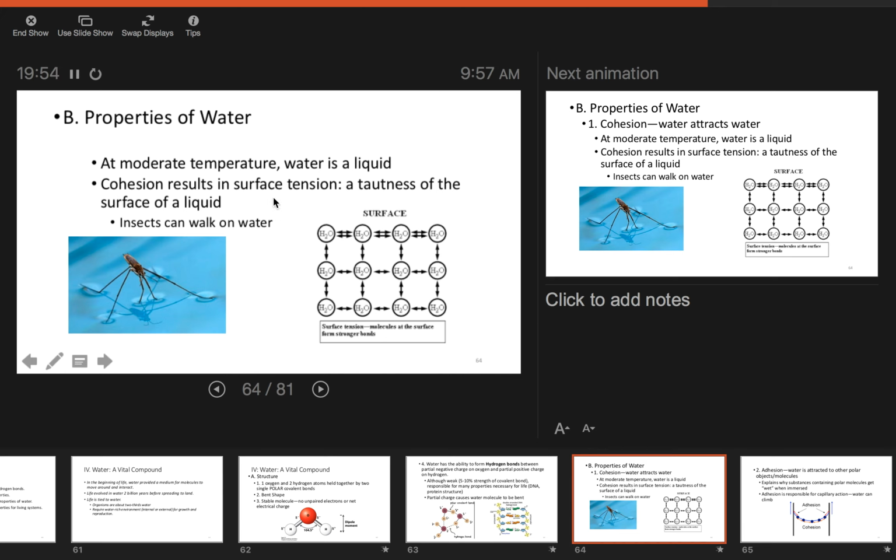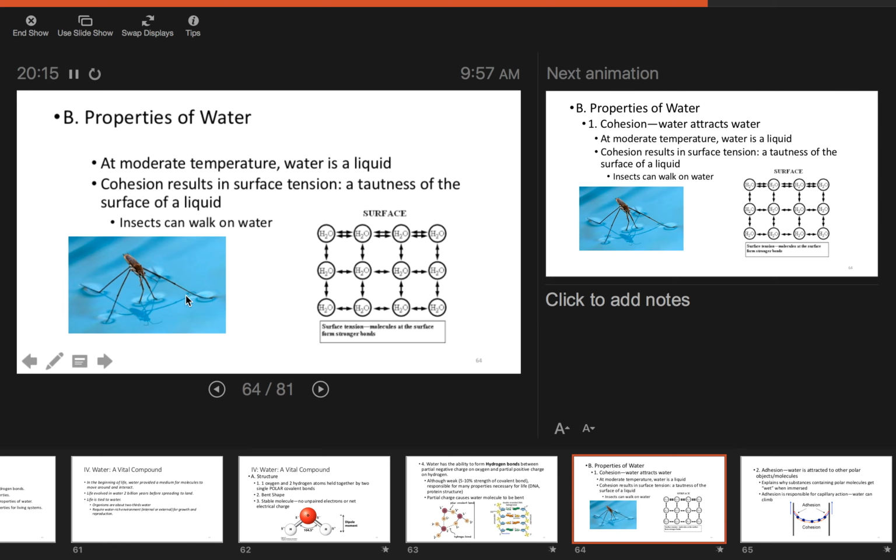Cohesion results in surface tension, basically the tautness of the surface of a liquid. So if I looked at my water molecules from the side, you can see that they're interacting with each other, okay? But at the top, they form stronger bonds, and so this is called surface tension. And this is what allows insects to walk on water.